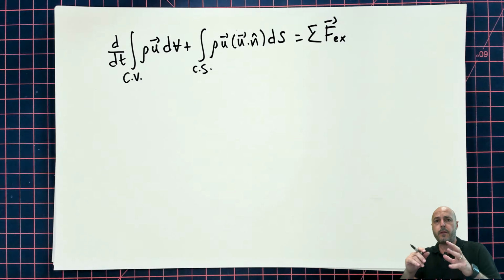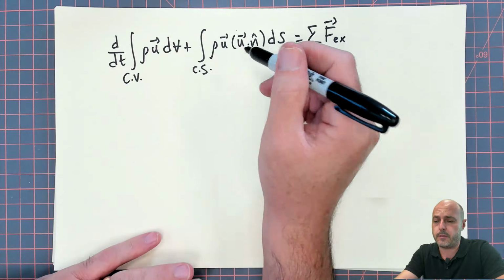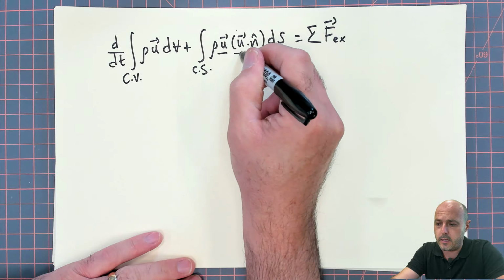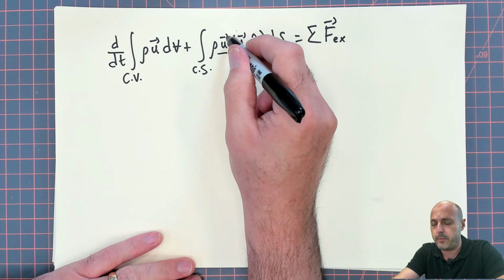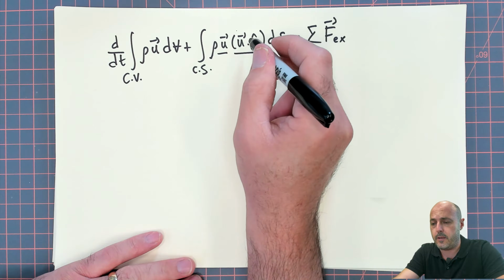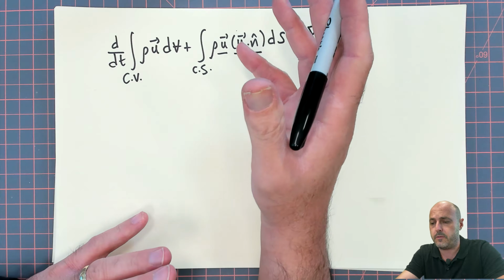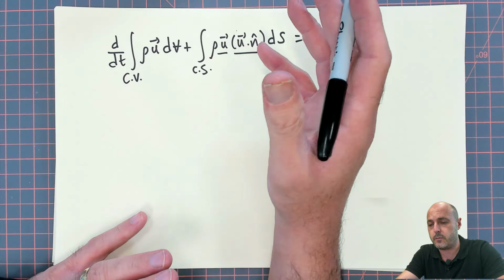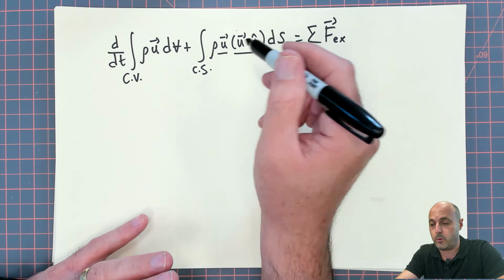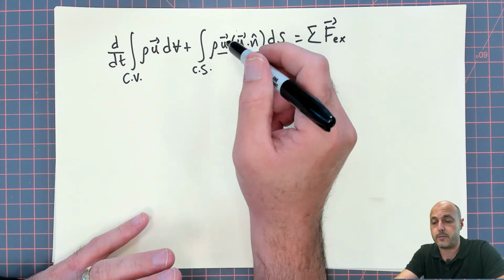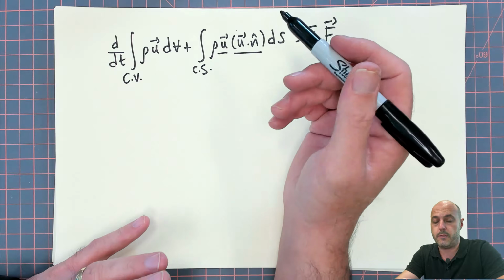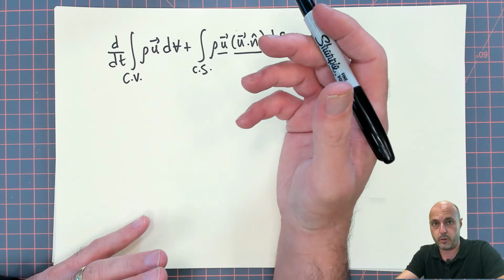Now, with this theorem, it's important to recognize the difference between this term and this term. This is the momentum component being transported, and this is the net component of velocity coming out, or transporting the momentum through the control surface. It's very important to identify which is which. So this example will hopefully give you an idea of how to apply this.